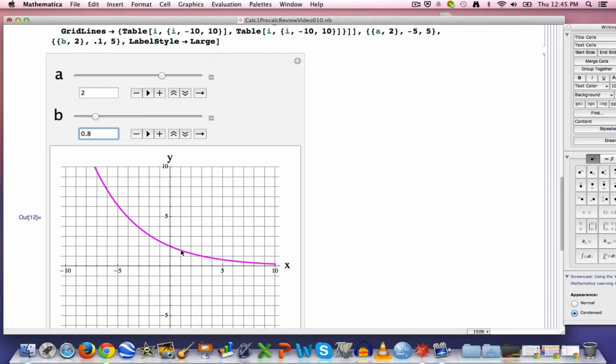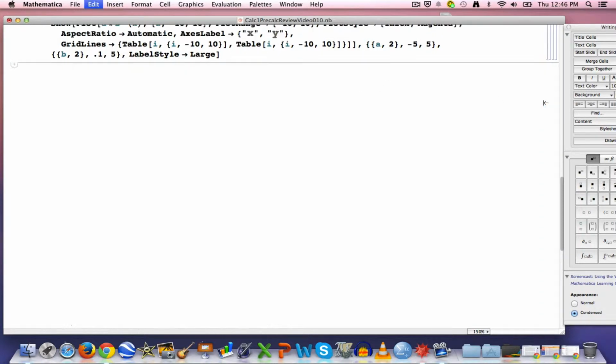What's 20% of 1.6? It's 0.32. 1.6 minus 0.32 is 1.28. That's the y-coordinate of this point right here. That's the meaning in that situation. So I would encourage you to think about that a little bit more. That's the main thing I wanted to get across there.